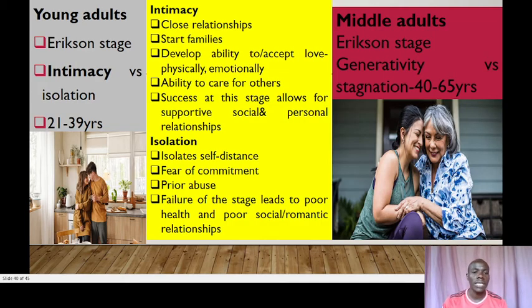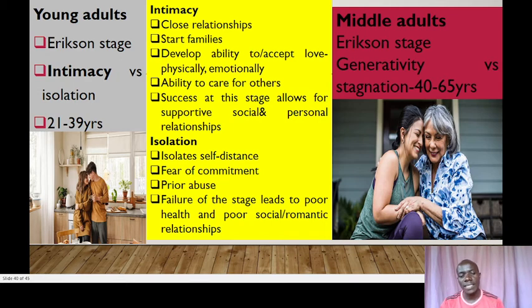In terms of isolation, if they are not able to achieve this, then they'll be stagnating at isolation. So they'll self-isolate, okay? They fear commitment, and this could be related to prior abuse. So failure of this stage will lead to poor health and poor social and romantic relationships.